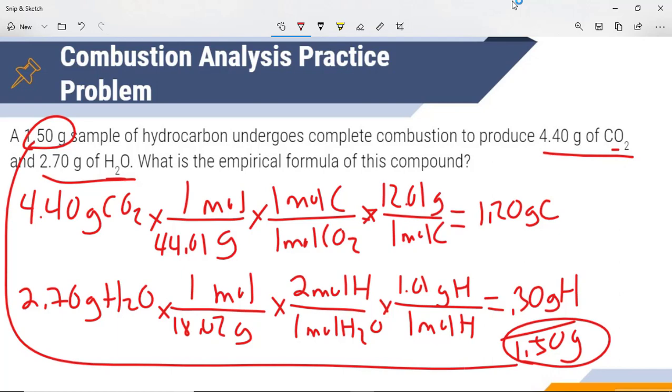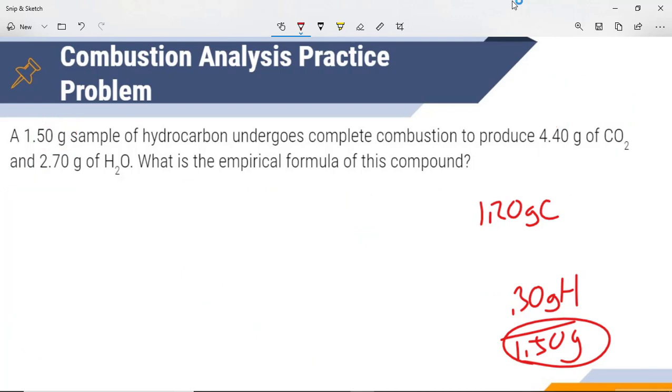If we got something like, let's say, 1.20 grams, then we would have 0.30 grams of oxygen, okay? Because 1.20 grams is carbon and hydrogen, so the rest must be oxygen. But because we don't have this, we don't have to worry about it. So we're going to use 1.20 grams of carbon and 0.30 grams of hydrogen in our empirical formula calculation.